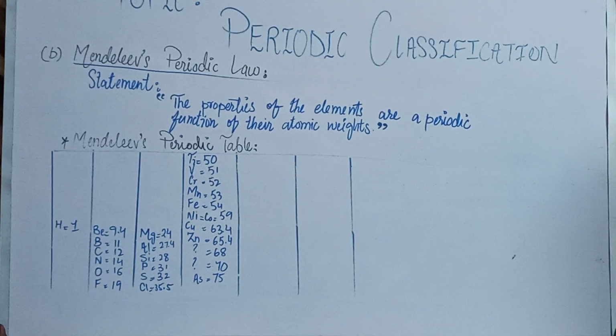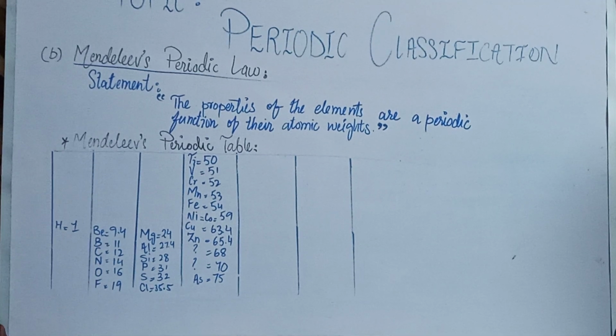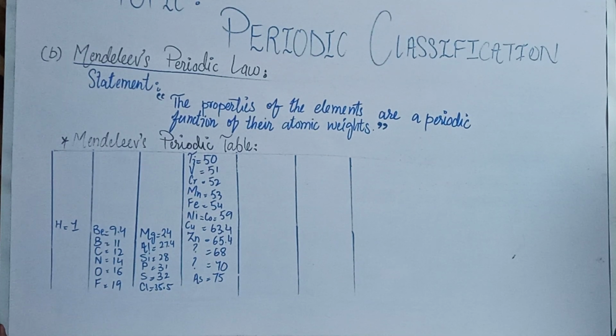In the remaining columns, as you can see on the board, all the rest of the elements are arranged. You can see them in textbooks or on the internet. I am not going to write each and every element on the board. That was just the introduction to Mendeleev's periodic law.